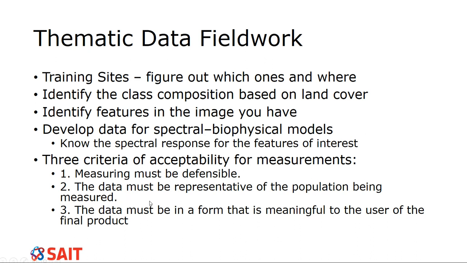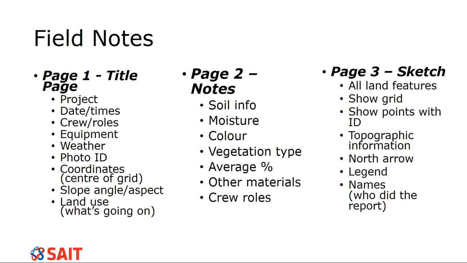Another one is that the data must be representative of the population being measured. So don't go and say, oh, I hate coring trees, I'm going to go to this little tiny baby tree and core it instead, even though there's only one of them in the entire area. Then that's not being representative of the population. And then also the data must be in a form that is meaningful to the user of the final product. That means any field work that you have done, you need to have it written out in a way that they understand it, which is a great lead-in to field notes.